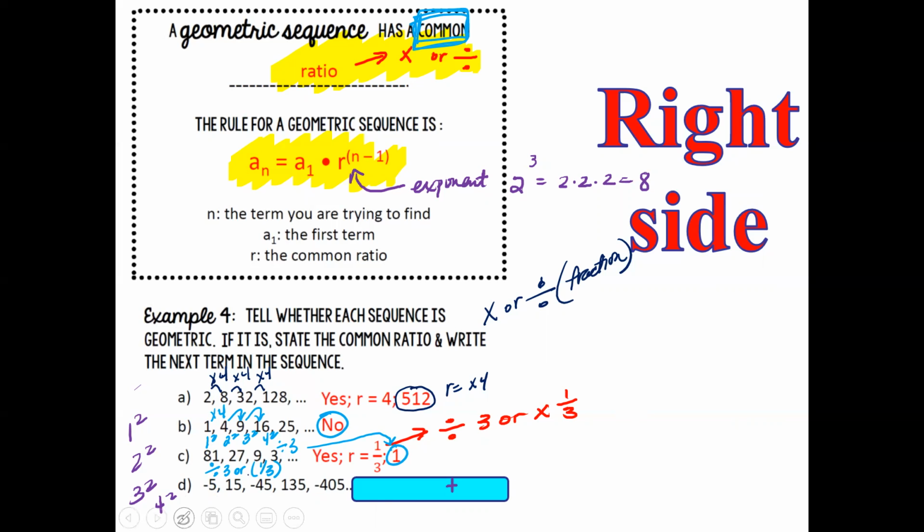Next one, here we go. For this one, it looks and appears that I am dividing, but it's a negative 3. Negative 5, or I'm sorry, timing by a negative 3. Negative 5 times negative 3 is a positive 15. Positive 15 times a negative 3 is a negative 45. Negative 45 times negative 3 is a positive 135. And so the next number, negative 405 times negative 3, is a positive 1,215. And again, your R is negative 3 because you're multiplying everything by a negative 3.